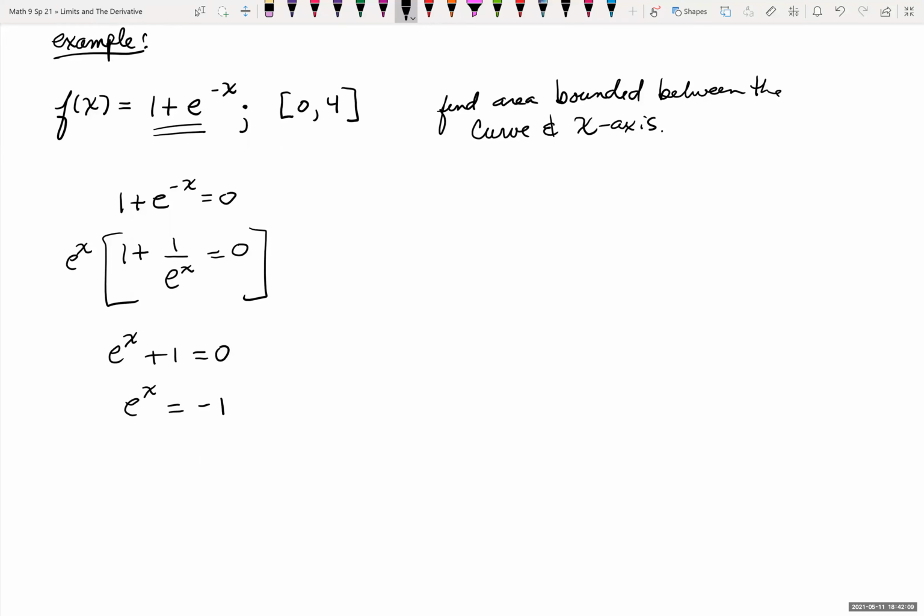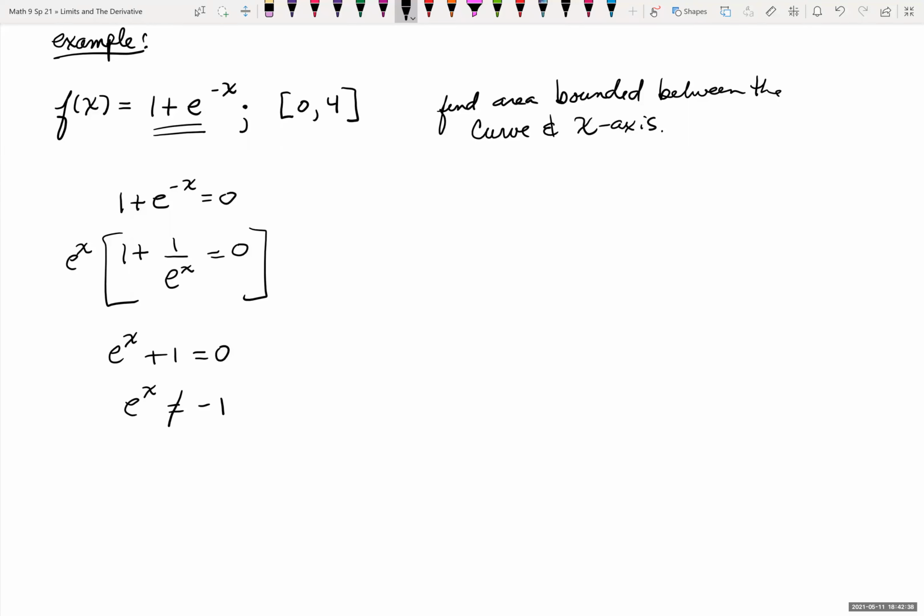Well, if you look at the graph of e to the x, the graph of e to the x is always above the x-axis. And if we look at the graph of y equals negative 1, those are never going to cross each other. Another way to think of this is taking the natural log of both sides to get this x down. We take the natural log of negative 1, you're going to get an error. What we take the natural log of has to be positive. So this is impossible.